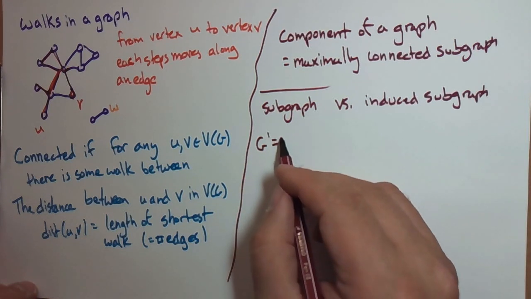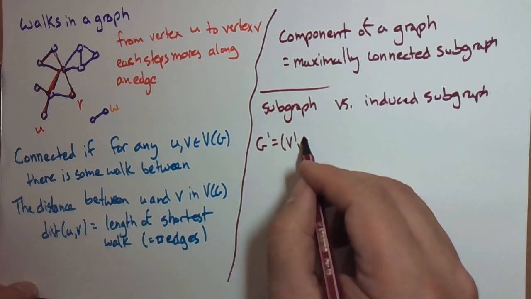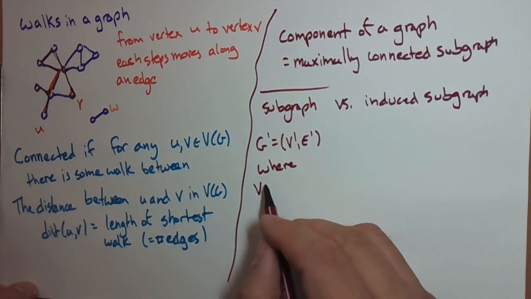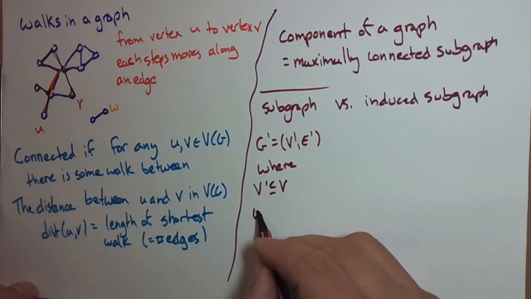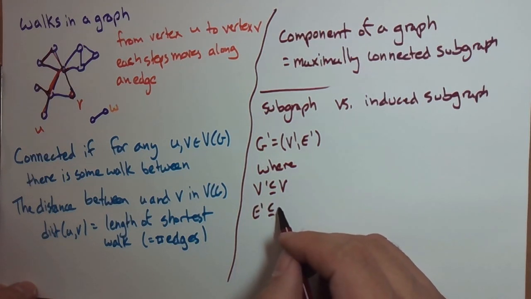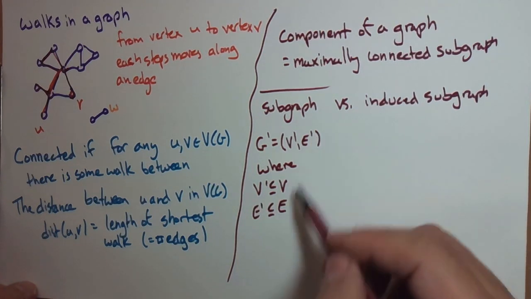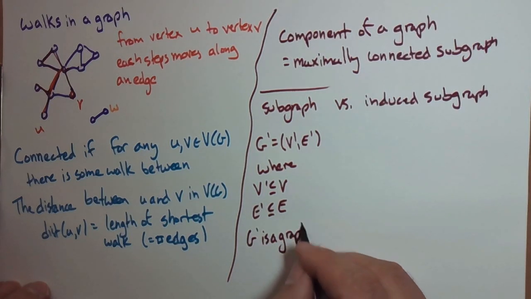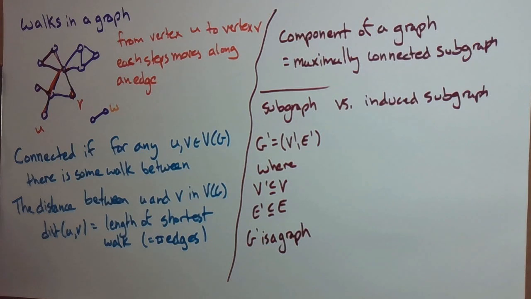Right. So I could have G prime equals (V prime, E prime), where V prime is a subset of V, E prime is a subset of E. Is this enough to be a subgraph? You need to say that G prime is a graph itself. Yeah, and G prime is a graph. And E prime has to only be on that. You want to make sure that your edges actually make sense.